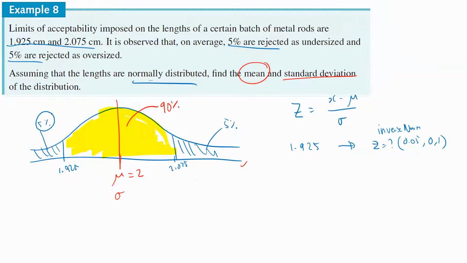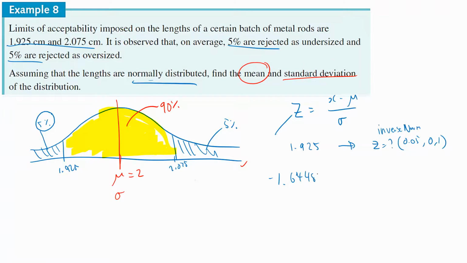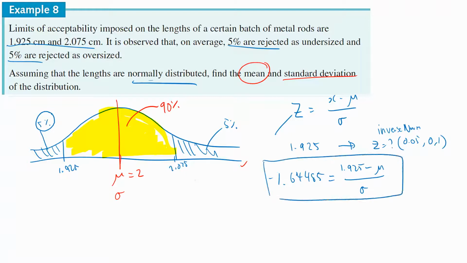Now I know that I've got one equation, negative 1.64485 is equal to 1.925, take away the mu, divided by standard deviation. That's my first equation. Okay? If I can get another equation with mu and standard deviation, I can now simultaneously solve them on your CAS. Okay? So what's the next information they gave me?